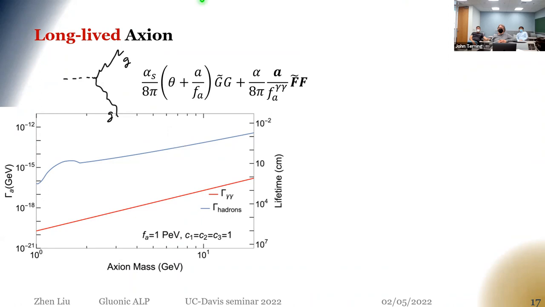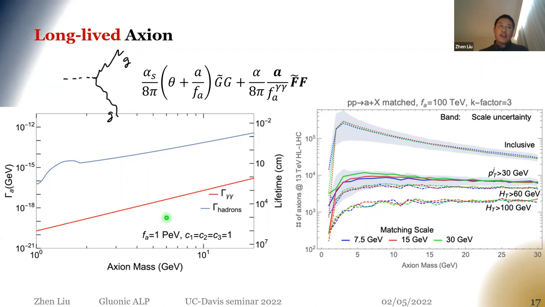So here's another representation. If we set the decay constant of the diphoton equal to the gluonic one, which means the gluon coefficients are one, you see there's a hierarchy between the decay branchings. So with this decay, it can be long-lived. Maybe there's hope to see them, but of course with such a high decay constant, we have to see if we can produce enough of the axion.